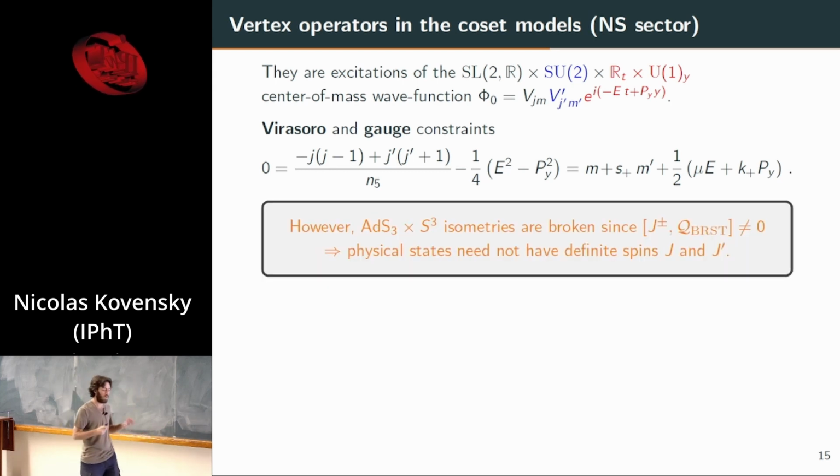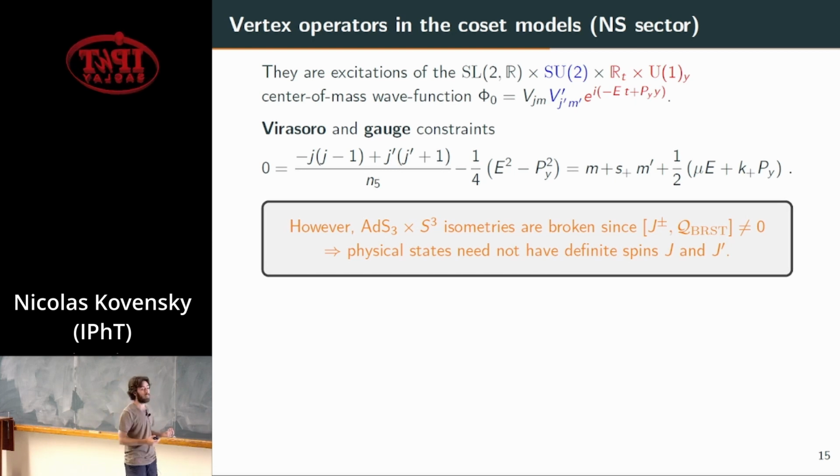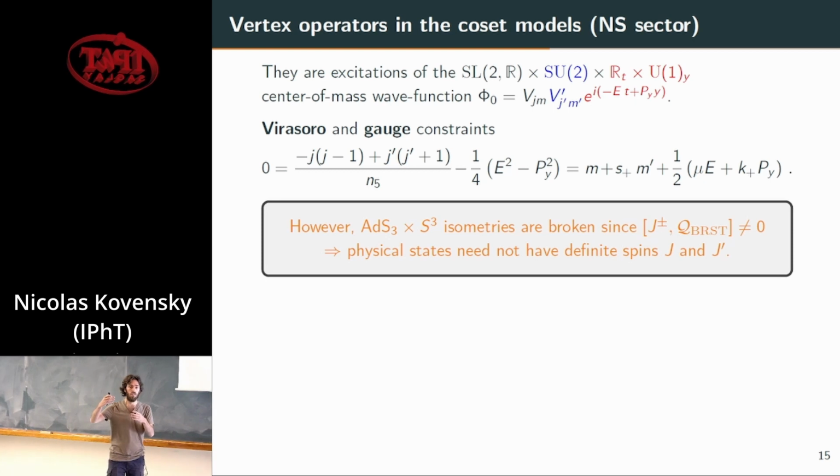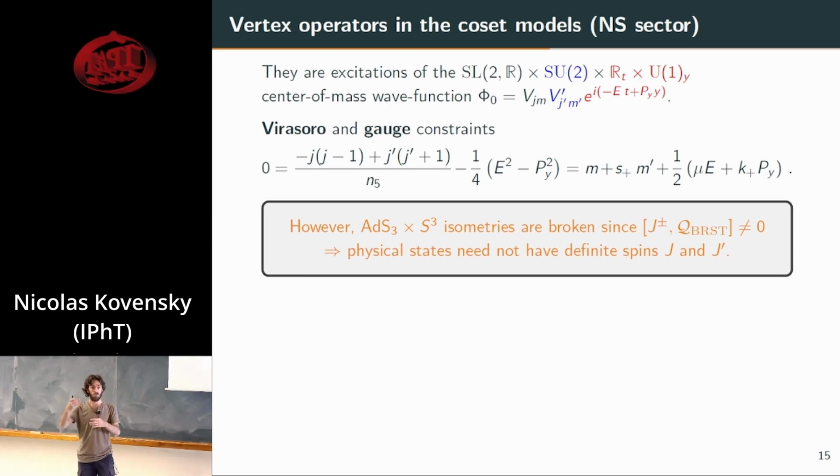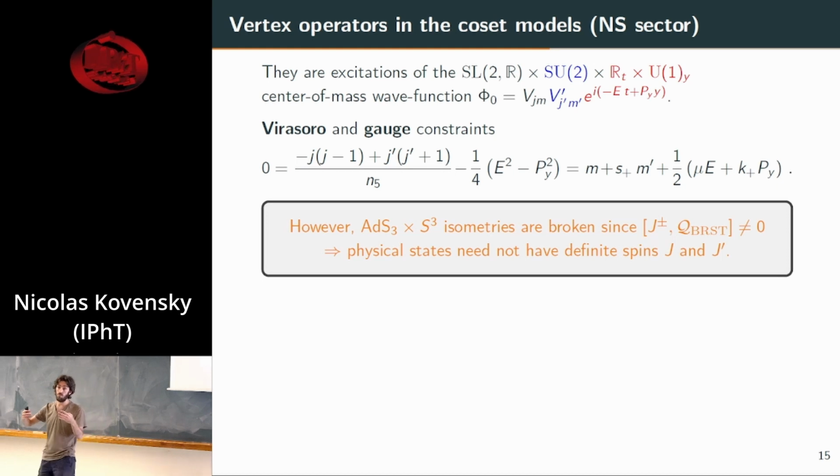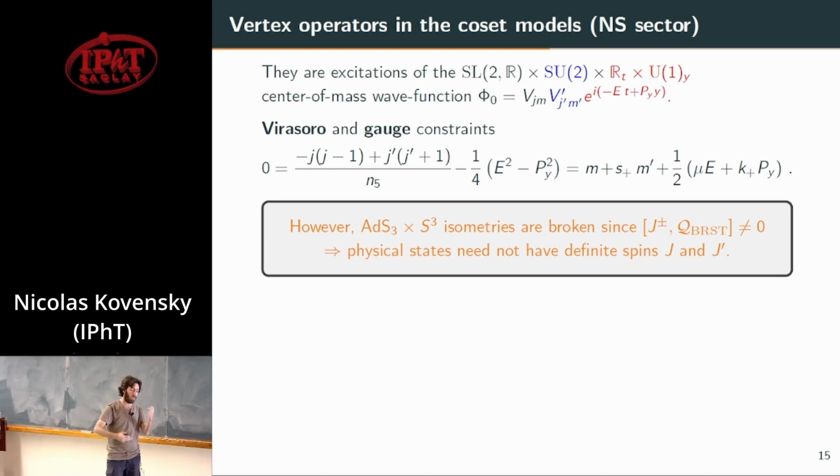However, one thing that you have to take into account when you construct these states is that, as I was answering to Rodolfo, the conformal symmetries, the symmetries of ADS3 and the symmetries of SU2 are broken by the gauging, because some of their operators do not commute with the BRST charge. They do not commute with the gauge invariance condition. Okay, and so that's one way to say that these symmetries are broken.